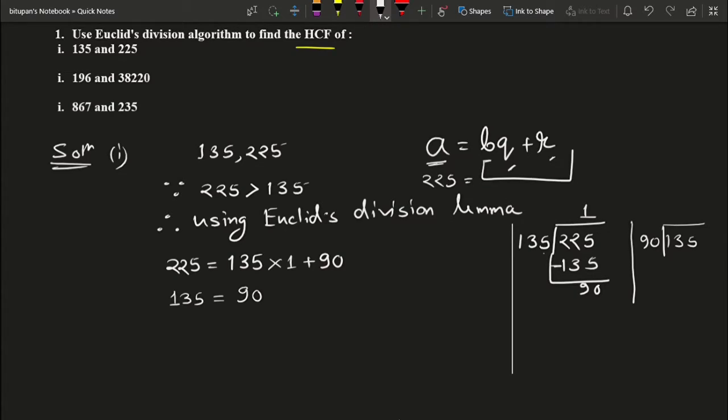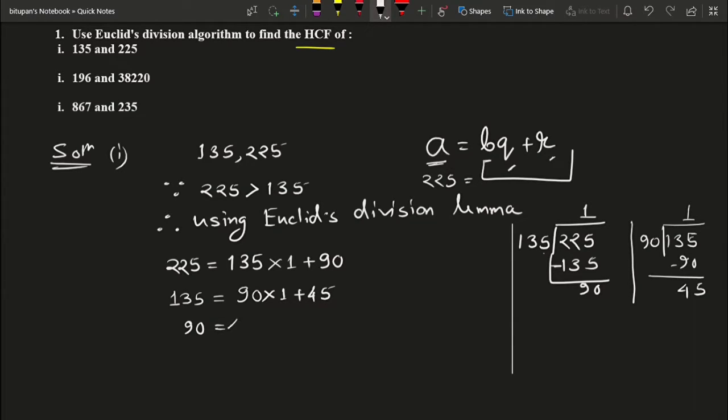This time also, if we multiply by 2 we will get 180 which is bigger than 135. Better to multiply with 1. Now the remainder will be 45. So we'll write 90 into 1 plus 45. Why 45? Because 45 is the remainder. Simple. Now what will be the dividend? Exactly, now 90 will be the dividend. And what is the divisor this time?